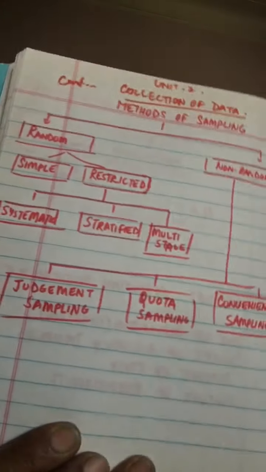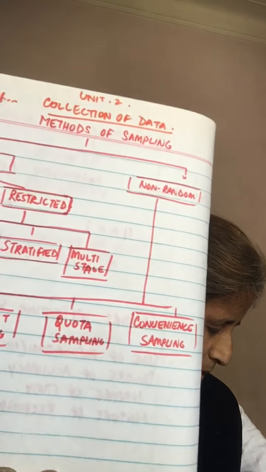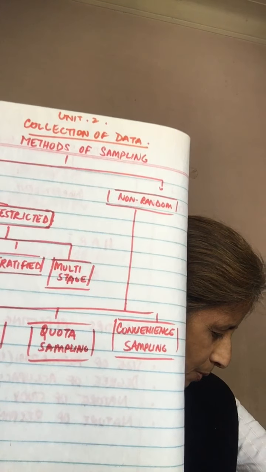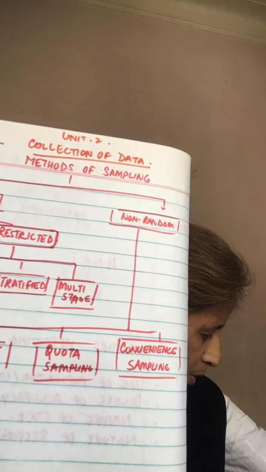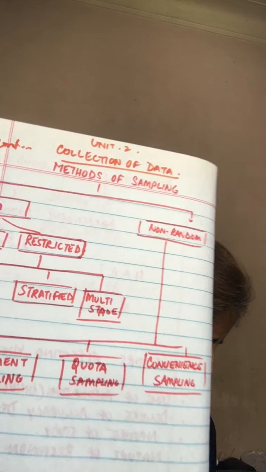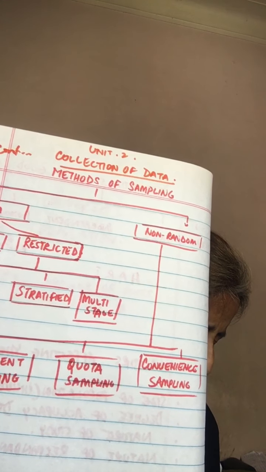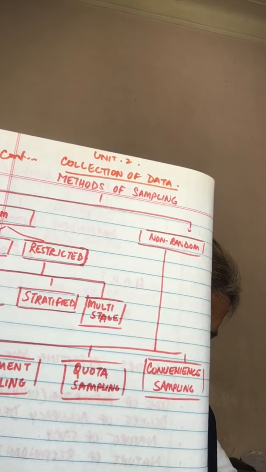So, sample can be random sampling and non-random sampling. So, methods. When you're talking about sampling, methods of sampling, broadly, these are two: random sampling and non-random sampling.